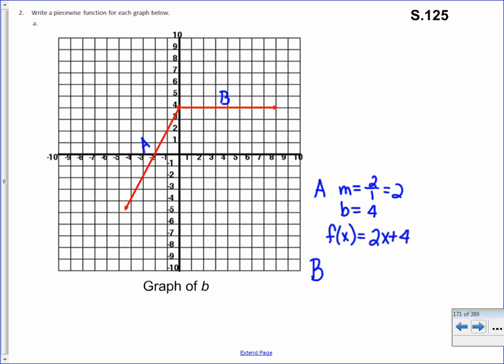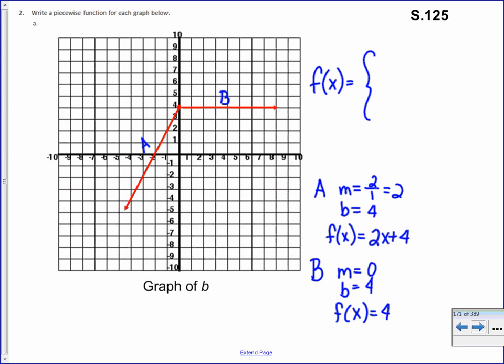Again, look at your slope. Your slope in this case is 0. It is a horizontal line. My y-intercept here is 4. If I wrote this equation out, I would have f of x is equal to 0x plus 4, or just f of x is equal to 4. Now, my domain is restricted. We have to pay attention to what that means.